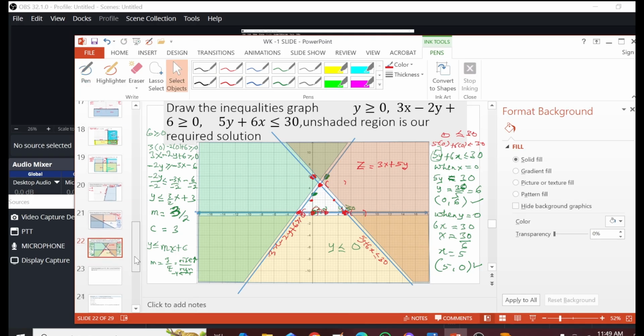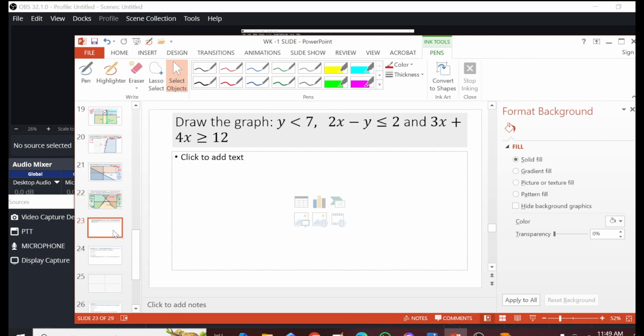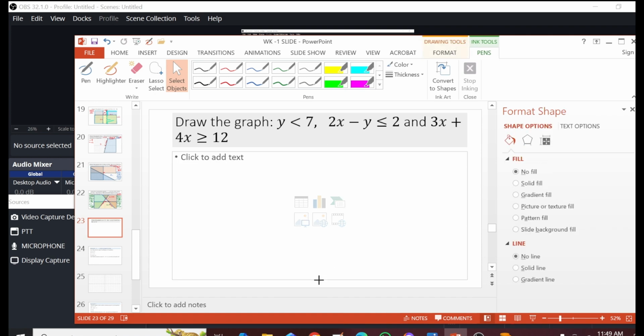That's that. Then we still go for one more graph. Let's go for one.